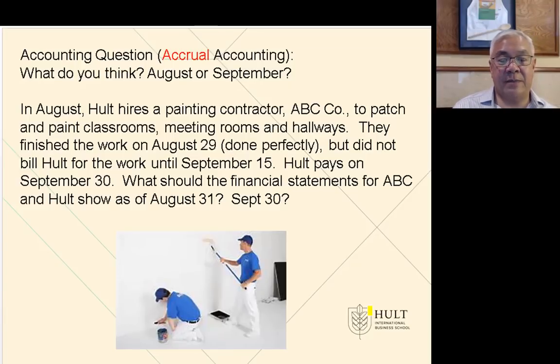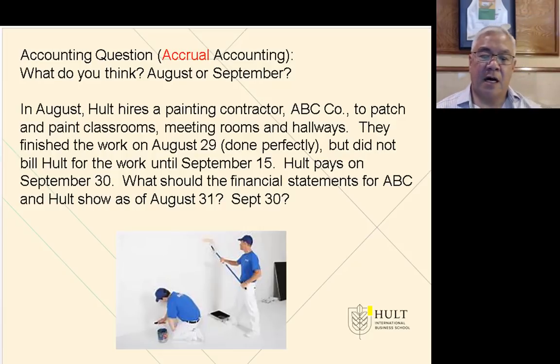So what should the financial statements look like or show on August 31st? And what should it show as of September 30th? I'll give you a moment just to think about it. So what do we record and when on this? All right, so you may or may not know the answer, but here's how you would think about it. Under accrual accounting, we recognize revenue when it is earned, and we recognize expenses when it's incurred. Right? So the key word for expenses is the word incurred.